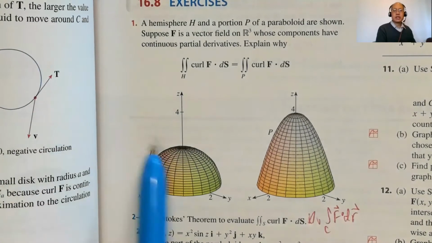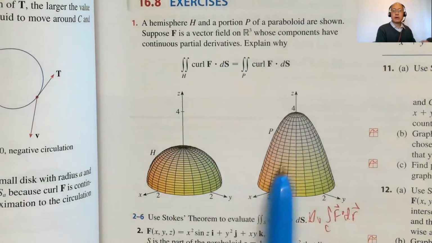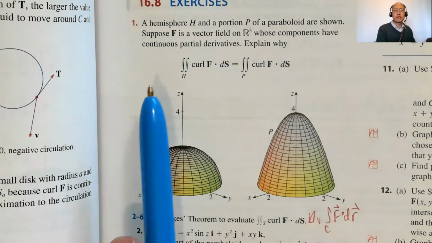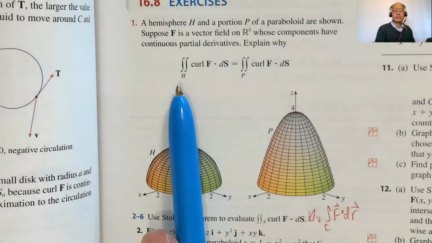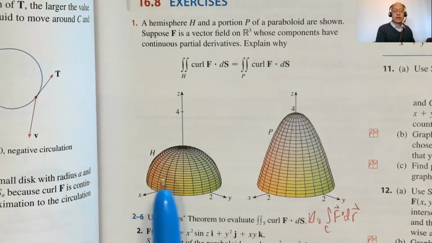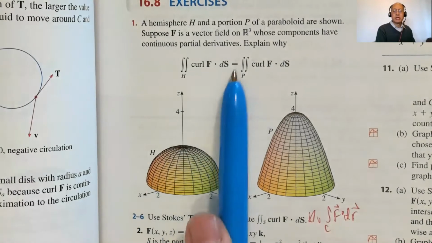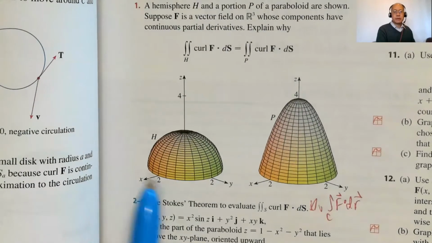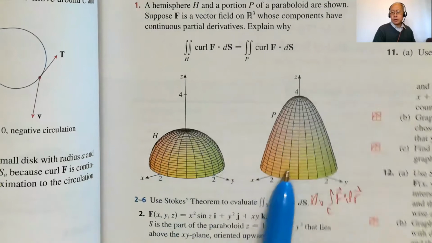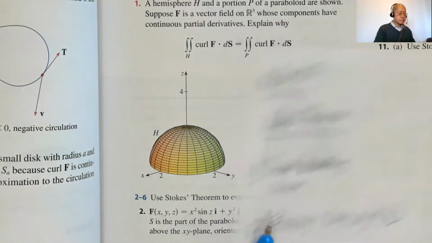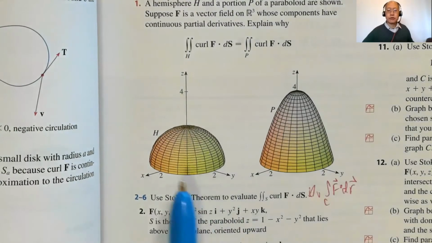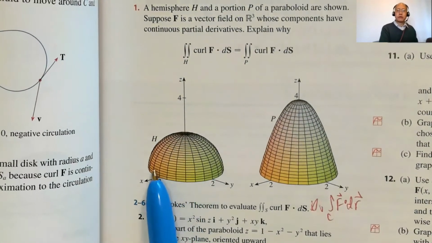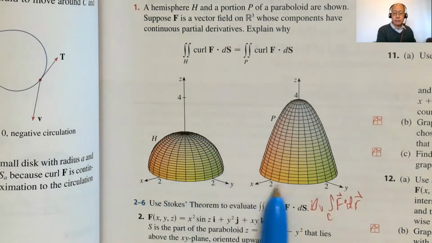A hemisphere H and a portion of a paraboloid are shown. Suppose F is a vector field on R3 whose components have continuous second partials. Explain why the double integral of curl F dot dS along the hemisphere is equal to the double integral of curl F dot dS along the paraboloid. And the reason is because they have the same boundary curve. In other words, they're both equal to the integral along the boundary curve of F dot dr.